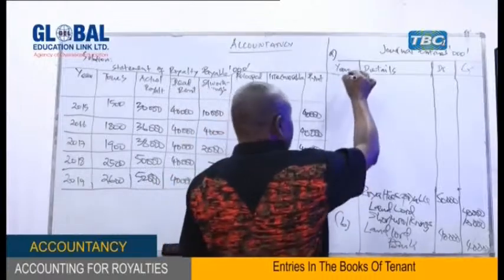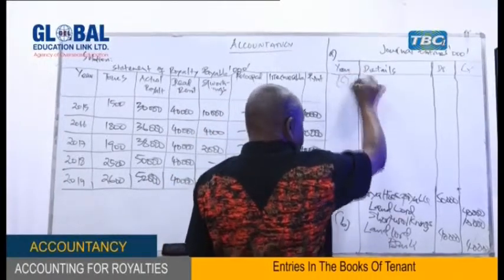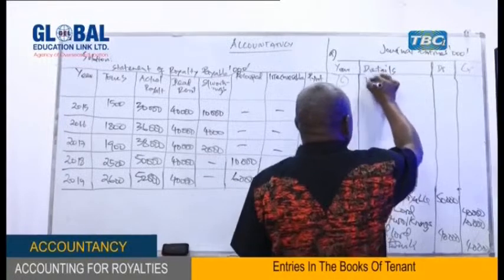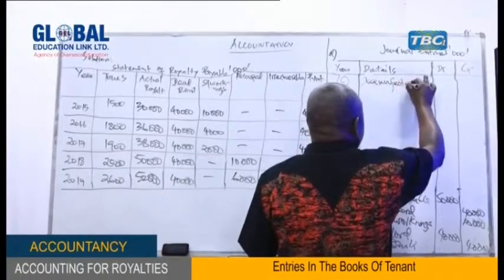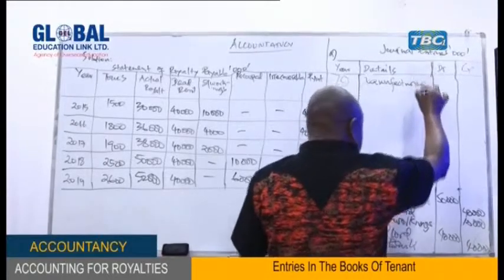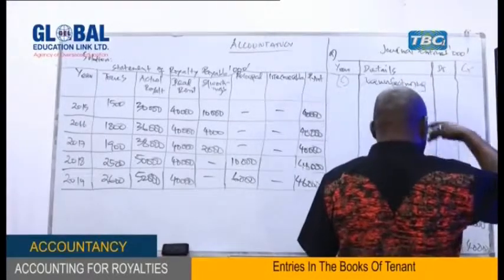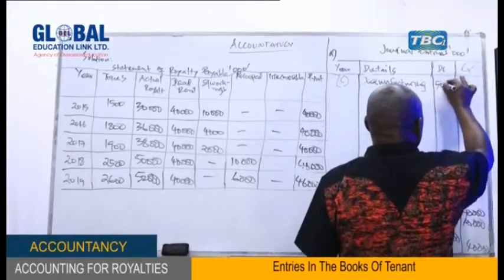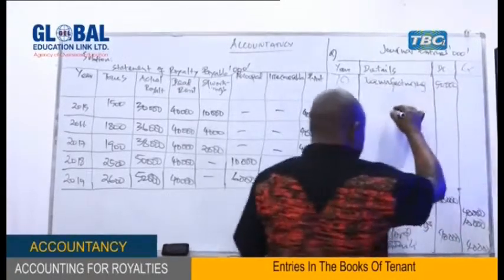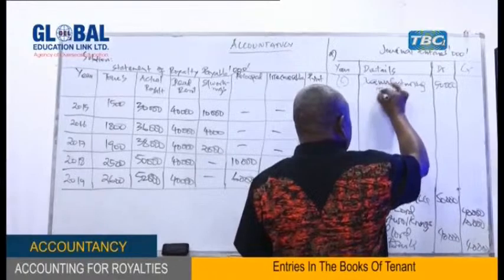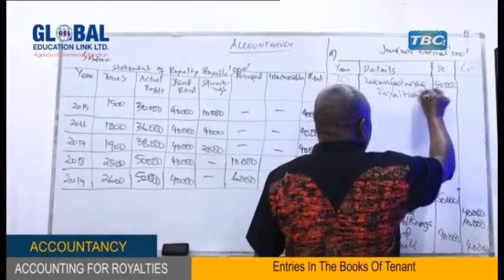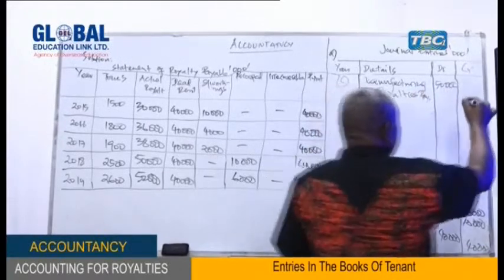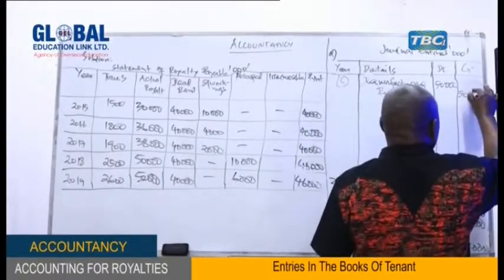So that is C, debit manufacturing, the actual is 50, and the credit the royalties payable, the same amount.